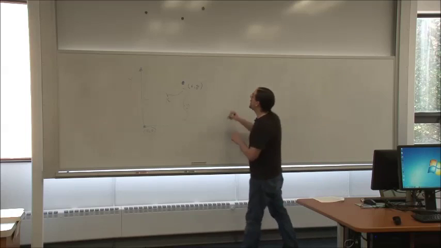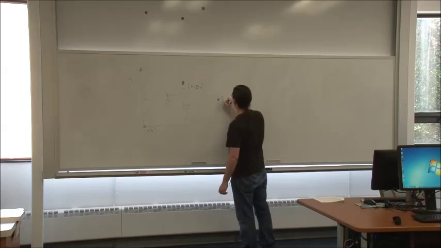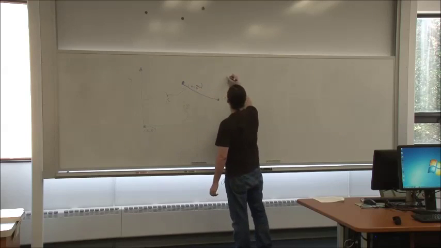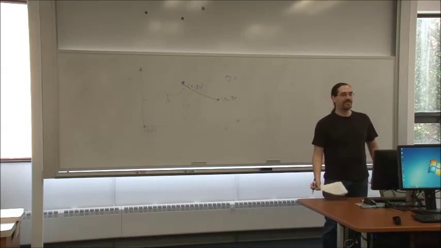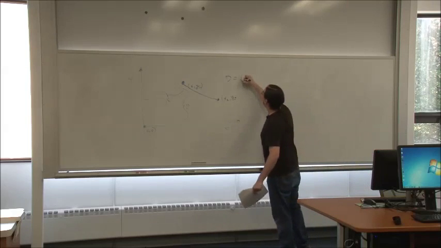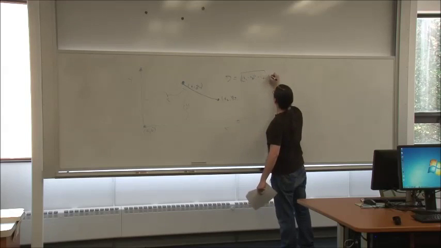If you want to calculate the distance between 2 points, so suppose we have x1, y1, and then we have another point, x2, y2. What is the distance? Who can tell me that? Sure. It's the square root of x1 minus x2 squared plus y1 minus y2 squared. Absolutely right.